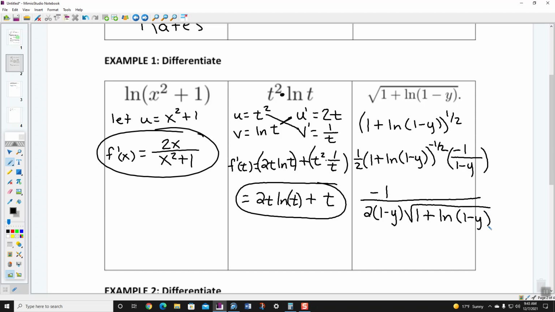Now that 2 times 1 minus y, could I distribute there and make that a simpler quantity? Could I have called that 2 minus 2y times that mess of a root? Okay. Why are we taking that times negative 1 over 1 minus y? I know that it's the derivative of natural log. So that's the derivative of all this. So what ends up happening is this.